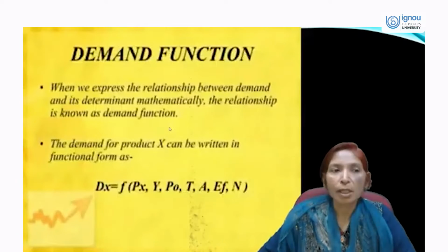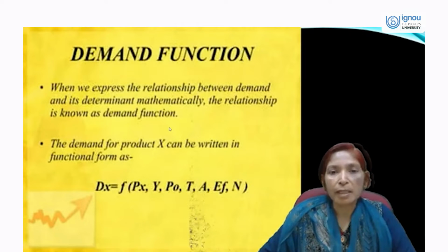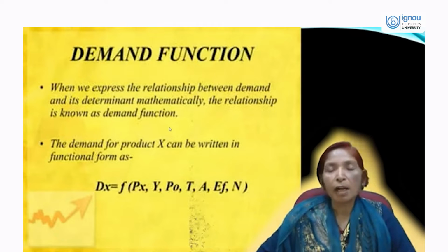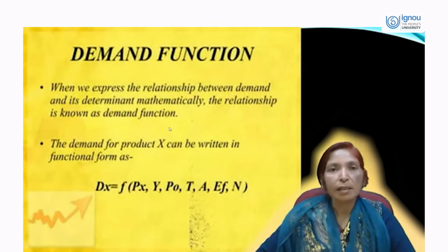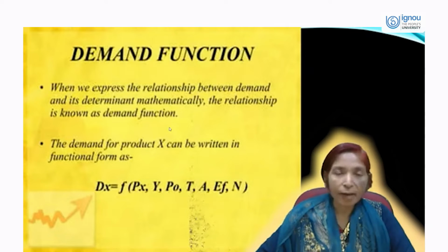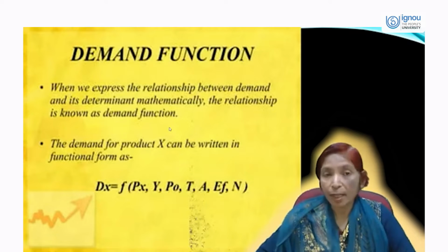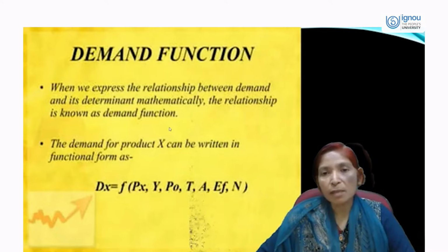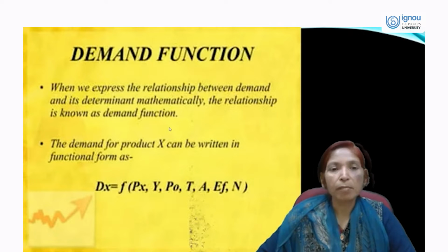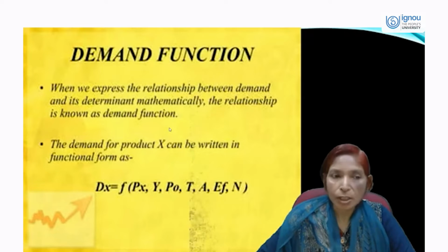Next is the demand function. When we express the relationship between demand and its determinants, that is called the demand function. In simple words, the demand function expresses all the factors which affect demand, the relationship between demand and the related factors which can influence the demand. So when we express the relationship between demand and its determinants mathematically, the relationship is known as the demand function.